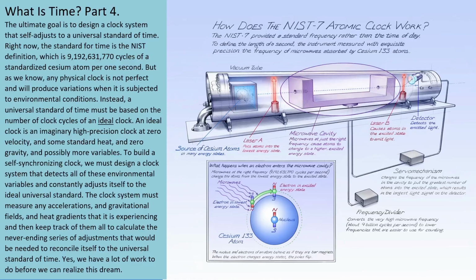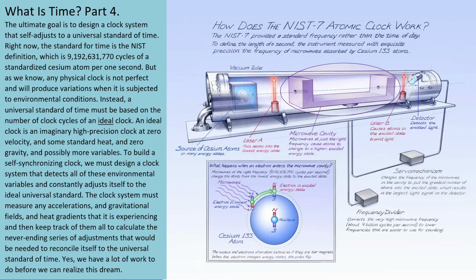The ultimate goal is to design a clock system that self-adjusts to a universal standard of time. Right now, the standard for time is the NIST definition, which is 9,192,631,770 cycles of a standardized cesium atom per 1 second. But as we know, any physical clock is not perfect and will produce variations when it is subjected to environmental conditions. Instead, a universal standard of time must be based on the number of clock cycles of an ideal clock.